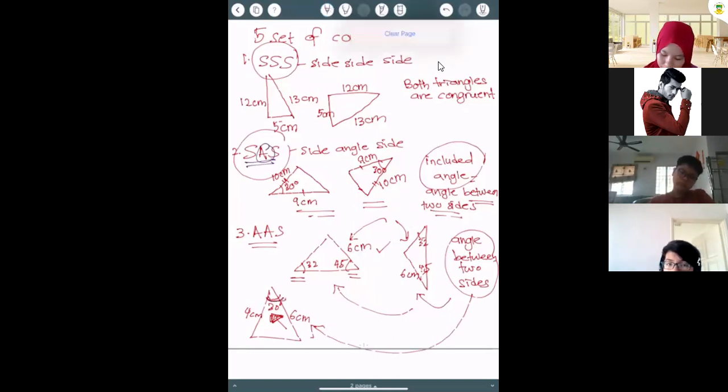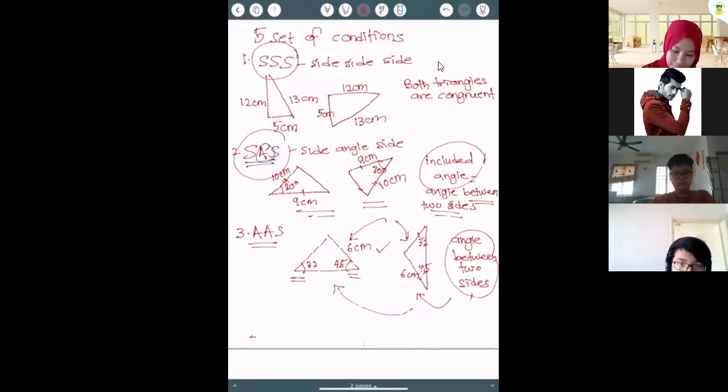But look at here. Here is not an included angle. 45 and 32 are not included angles. They are only angles. You have two angles and one side. If they are the same for both triangles, then you call it congruent. That is the third rule.